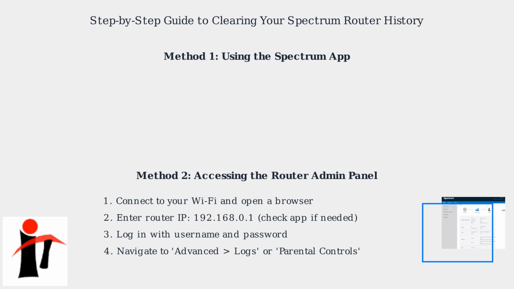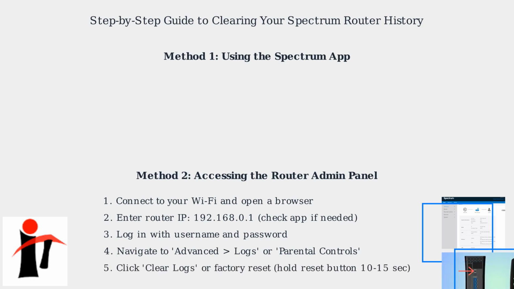Navigate to sections like Advanced Logs, Parental Controls, or Device History. Look for a Clear Logs button, often under System Event Log. You can also perform a factory reset by holding the reset button on the router for 10 to 15 seconds, but this will disconnect all devices and require reconfiguration.